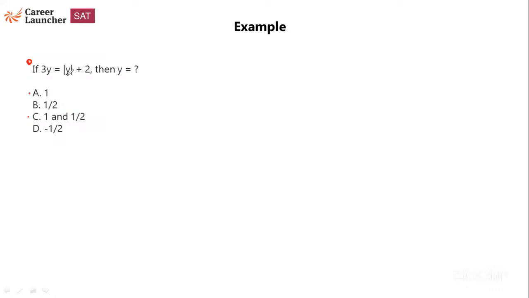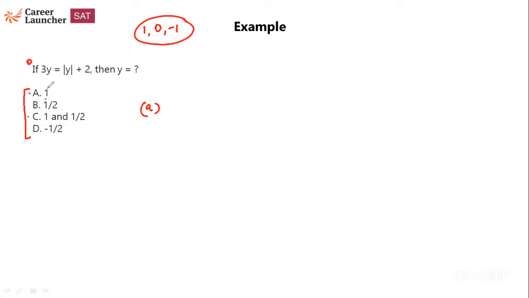Now 3y is equal to modulus y plus 2. What is the value of y? Then y is equal to, and the options have the values of y. The easiest option to substitute is 1, 0, minus 1. These are the easiest. Let's start with option A, that is 1.